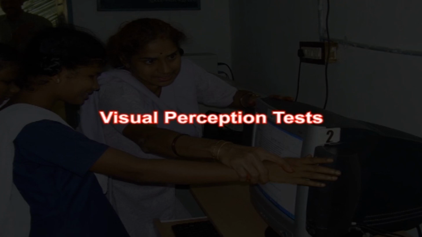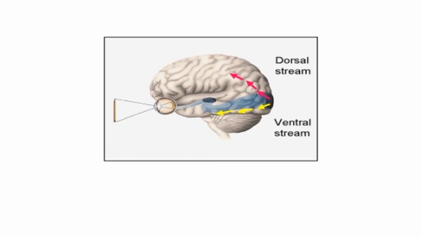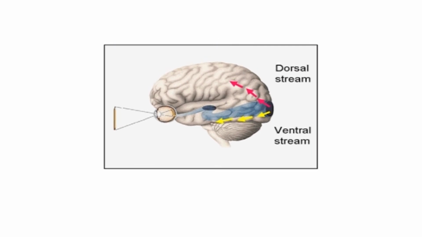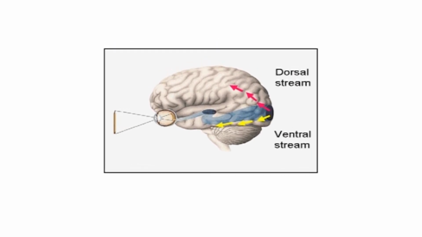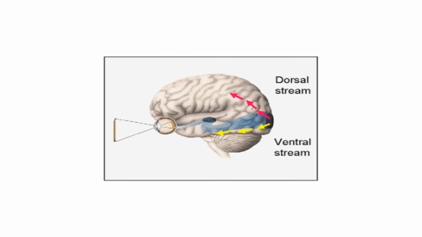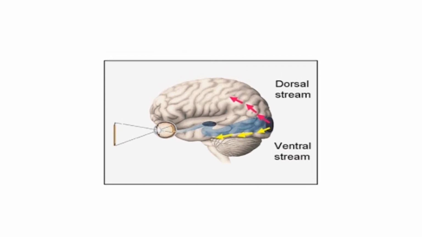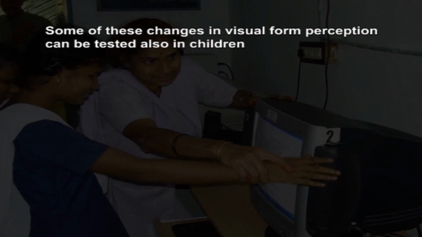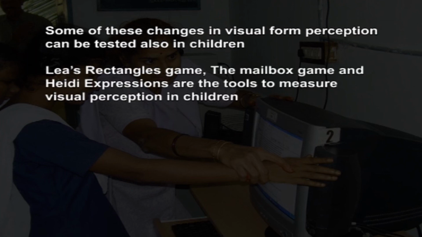Visual perception test. In the primary analysis of visual information, there can be deficiencies limited to visual function, either in the pathways of the temporal lobe, the ventral stream, or in the visual associative cortex. It affects eye-hand coordination and perception of the egocentric space. Some of these changes in visual form perception can be tested also in children. Lea's rectangle games, the mailbox game, and the Heidi expressions are the tools to measure visual perception in children.